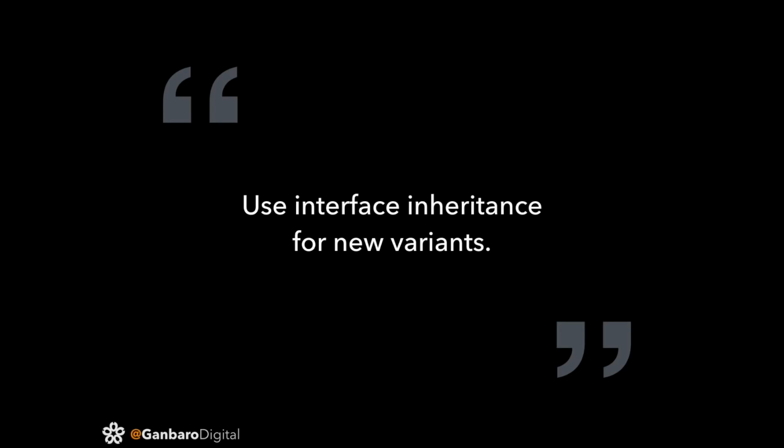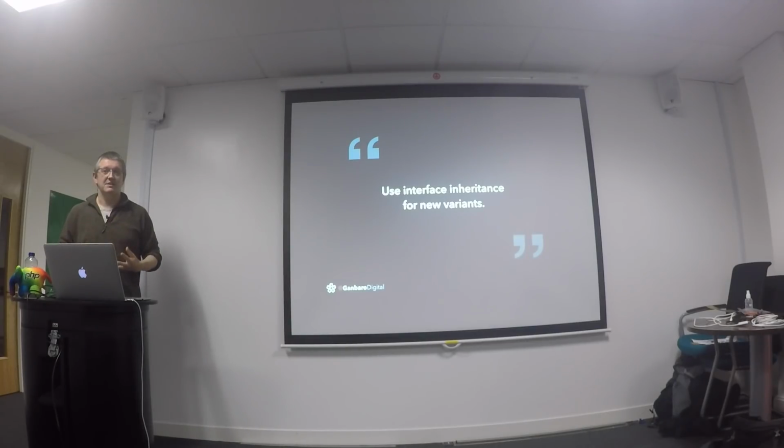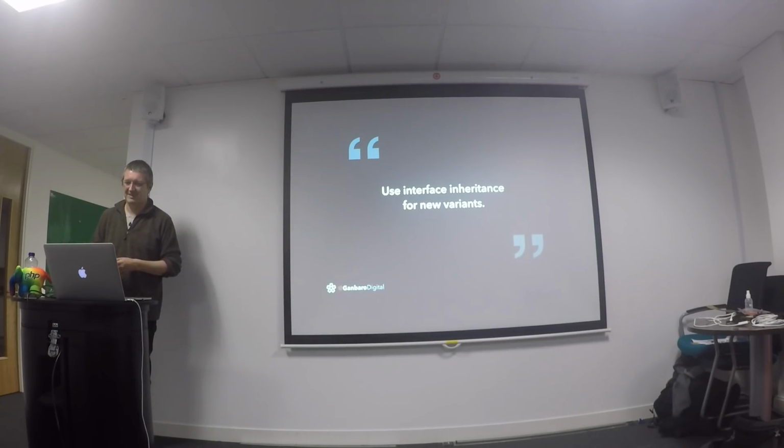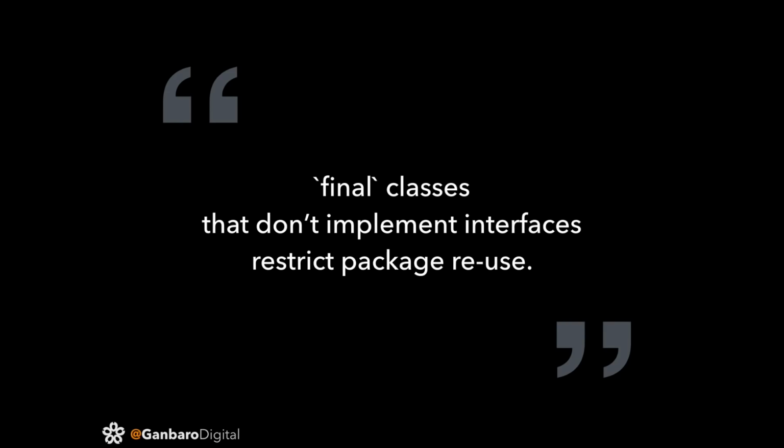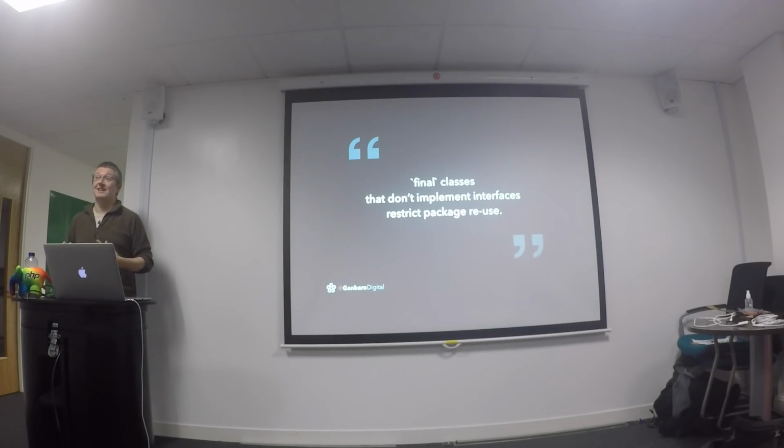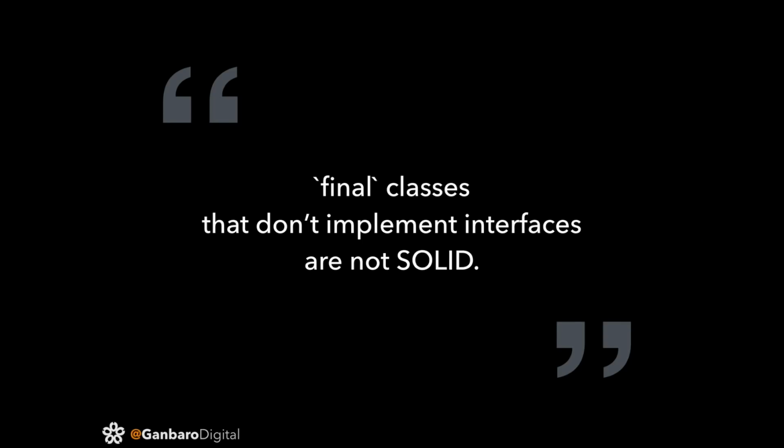Use interfaces and inheritance with interfaces to create new variants. Final classes that don't implement interfaces, they're preventing reuse. They're restricting it, which is the desire, as we mentioned at the very start. But I think it's a little unreasonable. And one of the reasons for that is because they're not SOLID. They break the SOLID principles.